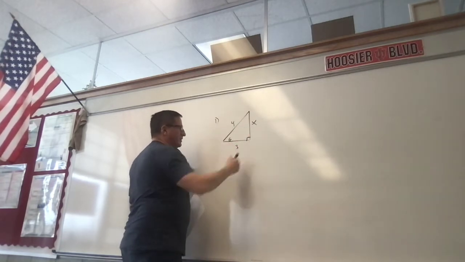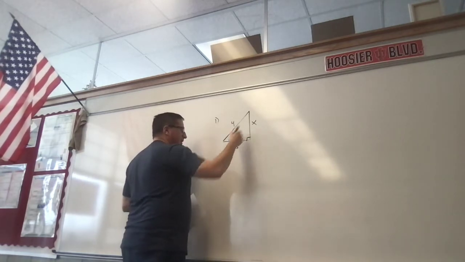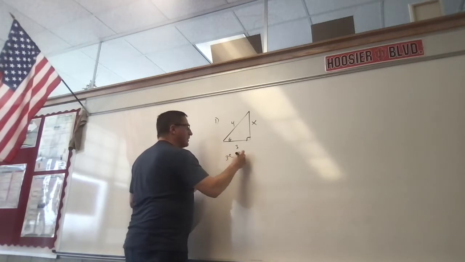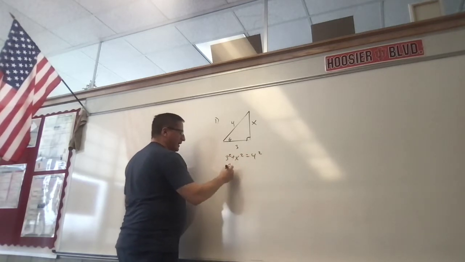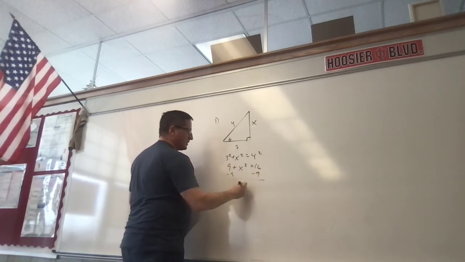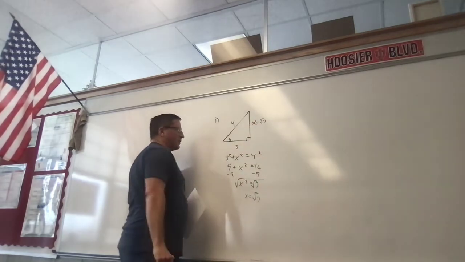Okay, so we have to use the Pythagorean theorem to find x. We want an exact value here. So our a and b are 3 and x. 3 squared plus x squared equals 4 squared. 9 plus x squared is 16. Subtract 9 from each side, x squared is 16 minus 9, which is 7. Square root, and we get plus or minus the square root of 7, but we're talking length, so it's just the positive square root of 7.